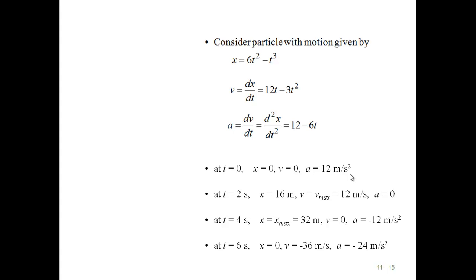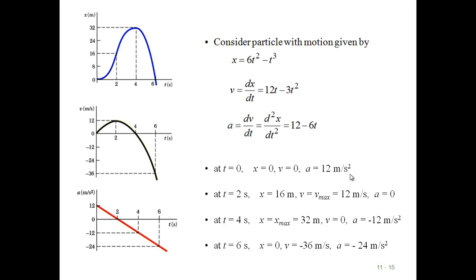square. So based on these numerical values, you can plot a graph like this, where the first graph is with respect to position and time, the second graph is with respect to velocity and time, and the third graph is with respect to the acceleration and time.